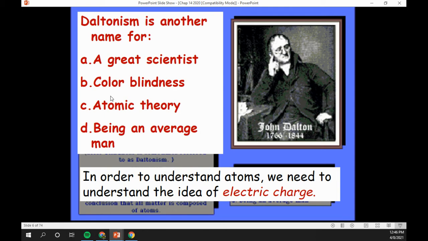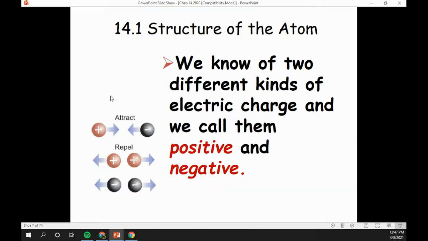In order to understand atoms, we need to understand the idea of electric charge. Structure of the atom. We know of two different kinds of electric charges, and we call them positively charged and negatively charged. As you can see in this picture, if they are opposite, they're going to attract. If they are the same, they're going to repel. Positive and negative attract to each other, and similar charges repel.